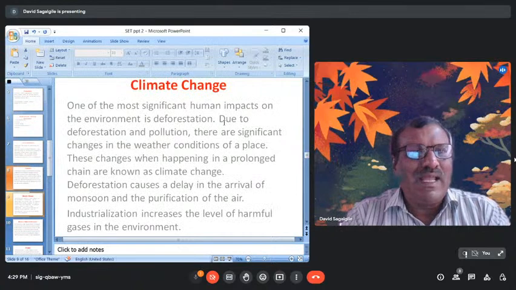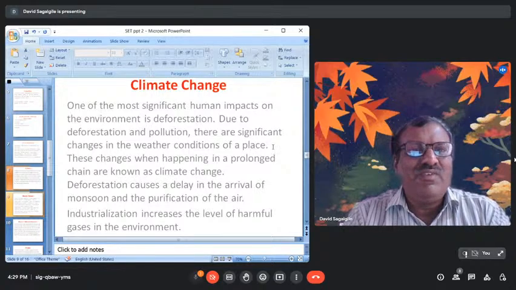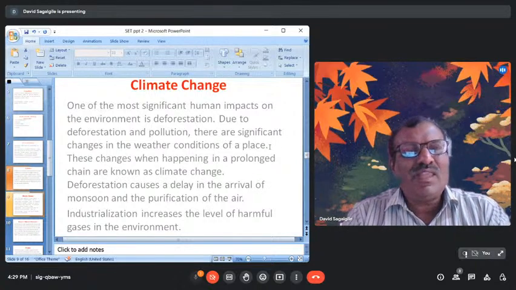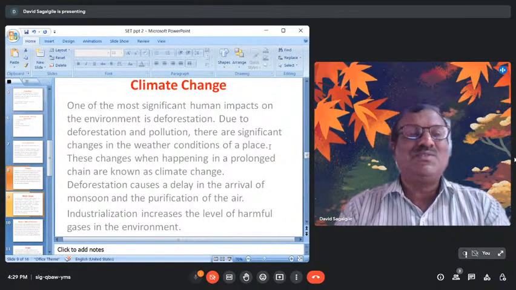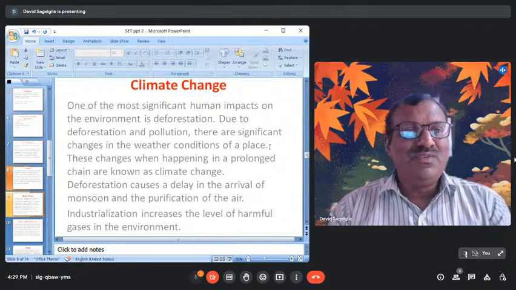We have got climate change. One of the most significant human impacts on the environment is deforestation. Due to deforestation and pollution, there are significant changes in the weather conditions of a place. Now, you all are aware of what is climate change and what impact it is already having on us, and what great impact it is going to cause on the future generations.